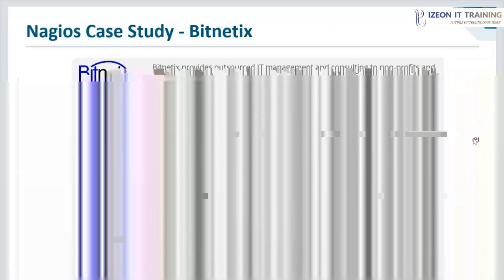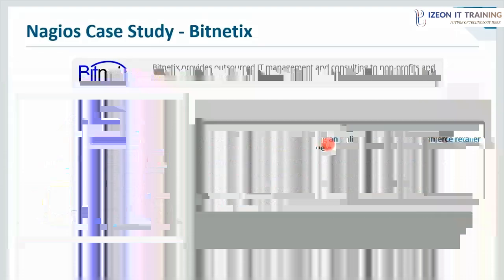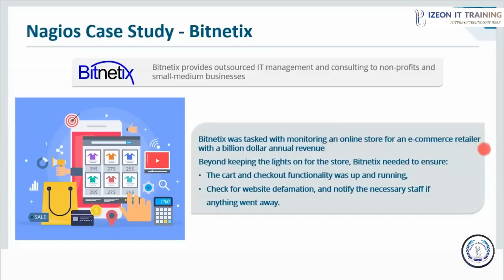Now, Bitnetics got a project where they were supposed to monitor an online store for an e-commerce retailer with $1 billion annual revenue, which is huge, guys. They were not only supposed to monitor the store, but also ensure that the cart and the checkout functionality were working fine. And they were also supposed to check for website defacement and notify the necessary staff if anything went wrong, right? It seems like an easy task, but let us see what problems Bitnetics faced.